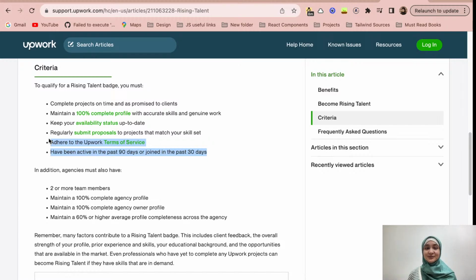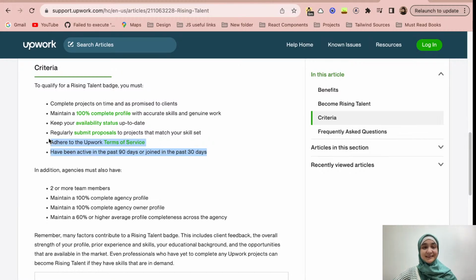And yeah, do not copy others' content. If you are copy pasting, if you have plagiarism, you may also get banned. And if you are spending lots of connects on unrelated jobs, you're not matching your profile, you may look suspicious, so you may also get deactivated.